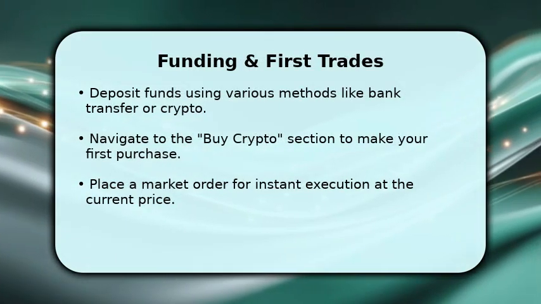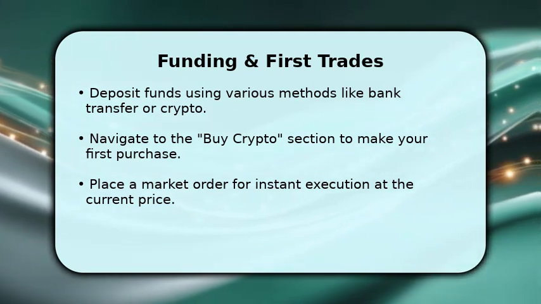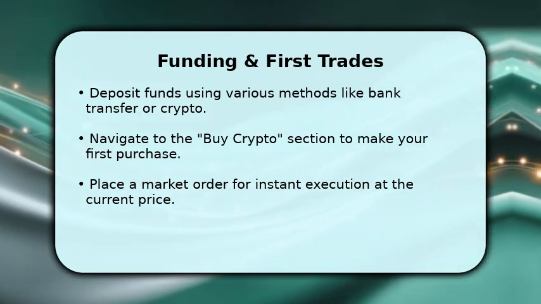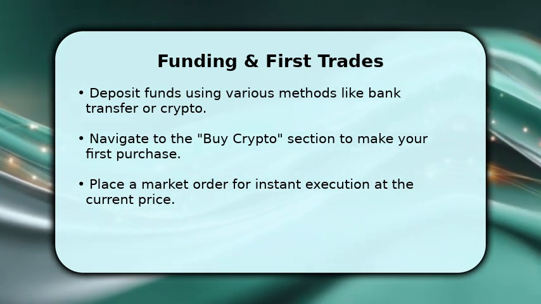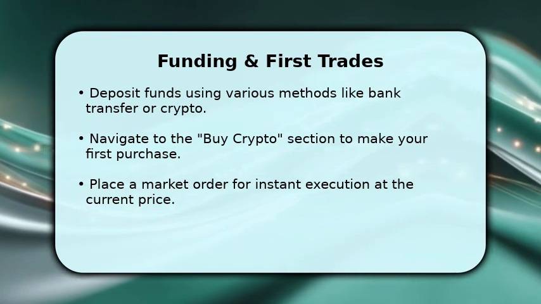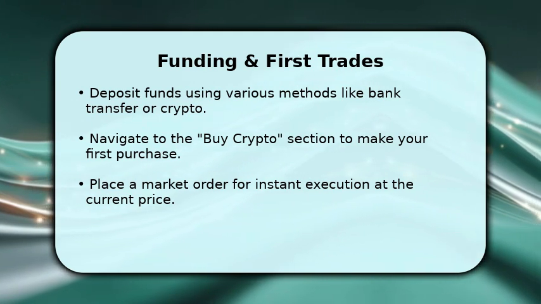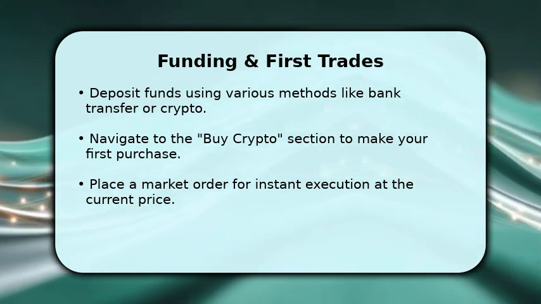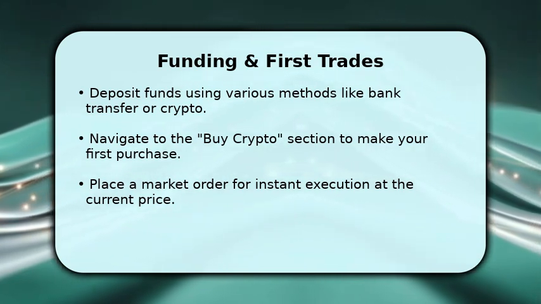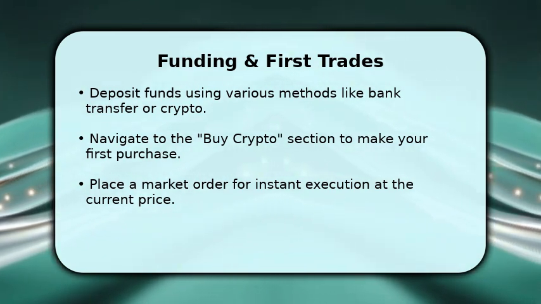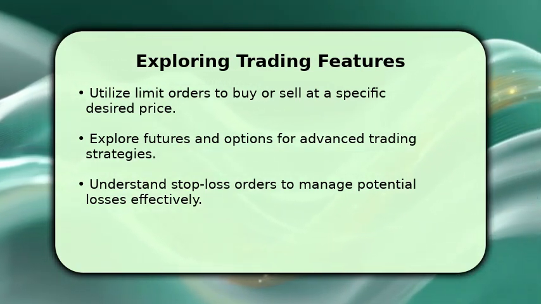After securing your account, the next step is to fund it. Binance offers several deposit options, including bank transfers or direct cryptocurrency deposits. Once your funds are available, head to the Buy Crypto section. For your initial trades, consider placing a market order. This executes immediately at the best available price, making it simple to acquire your first digital assets without complex order types. As you become more comfortable, explore Binance's advanced trading features.